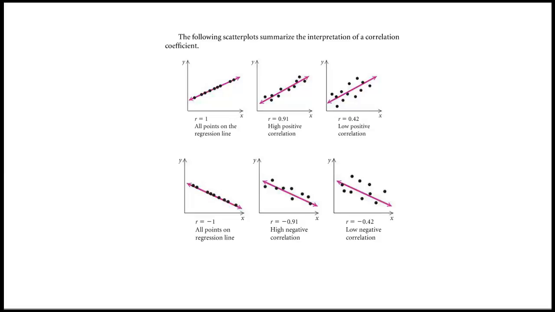Looking at the bottom, it's the same thing with the negative slopes. At -1, all the points are on the line. At -0.91, they're close to the line. And at -0.42, they're around the line.